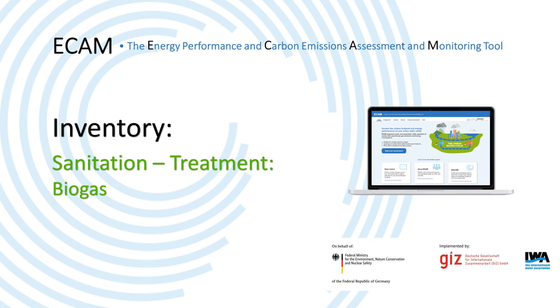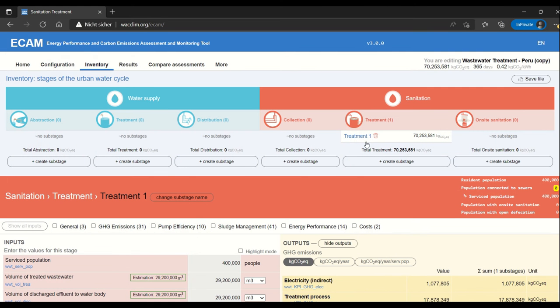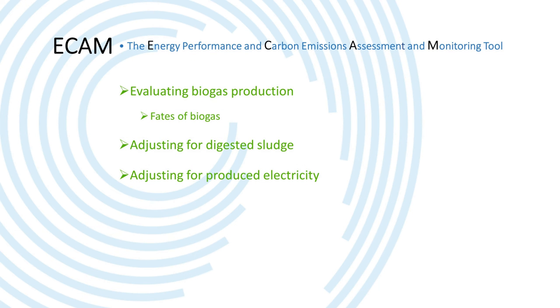Hi all, and welcome to this video for evaluating biogas production in ECAM. In this video, I am in the treatment stage of sanitation, and I will show you all how to evaluate biogas production, and within that, the fates of biogas, and then finally, how to adjust the rest of the assessment for the fact that you are now digesting sludge and also adjusting for produced electricity.